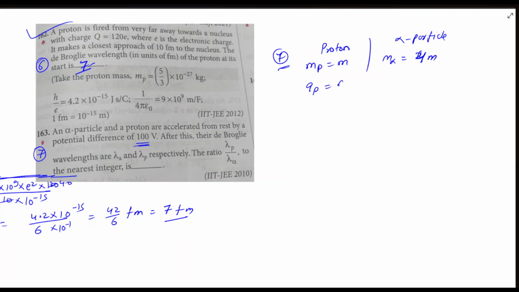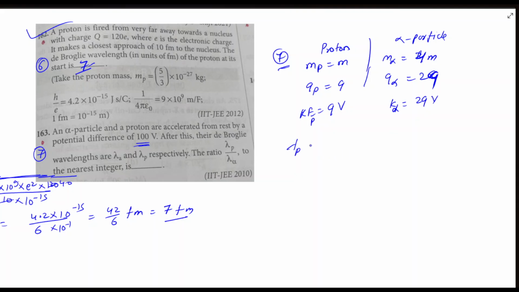Charge of proton is Q. So the charge of alpha will be 2Q, right? So it will be 2Q. Okay. Now we have to find this. The potential difference is same. So the kinetic energy of proton will be Q into V, but the kinetic energy of alpha particle will be 2Q into V.